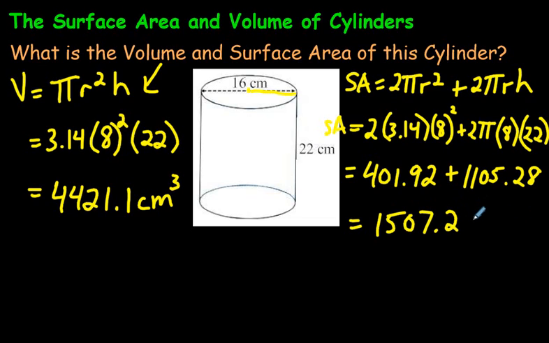1507.2. Be careful of the units. It's centimeters. Don't leave it as centimeters, otherwise that would be a straight line. We need to put a little 2 here to symbolize that we're talking about surface area. This would be the final answer for the surface area, and over here is the final answer for the volume. Okay, so there's volume and surface area.